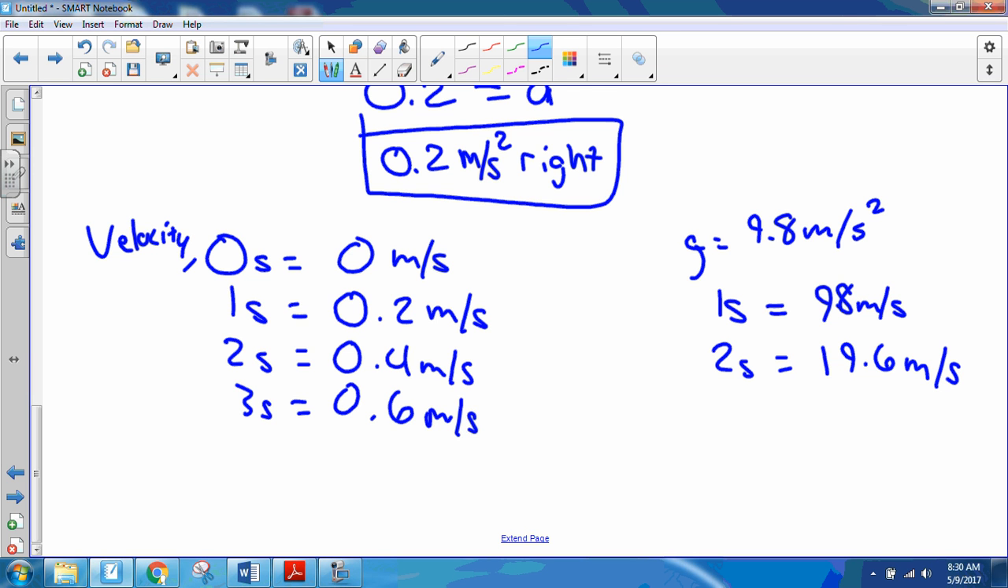Now for the really hard one. After 3 seconds, how fast are you going? How fast? Yeah, 29.4 meters per second. Okay, so that's what acceleration is. Acceleration is just a change in your velocity every second. So that's why it has the units of meters per second squared. It's meters per second every second.